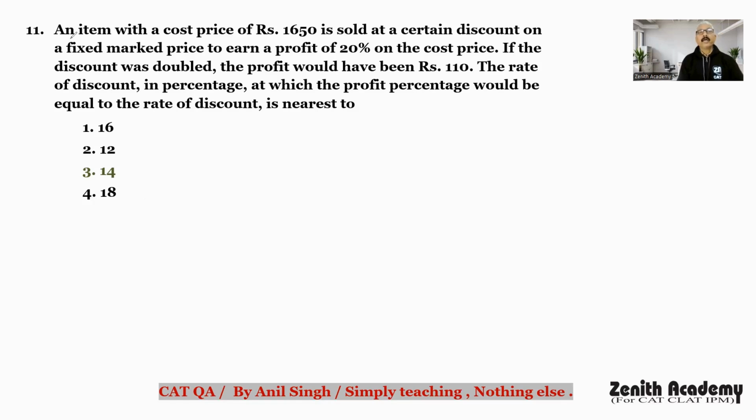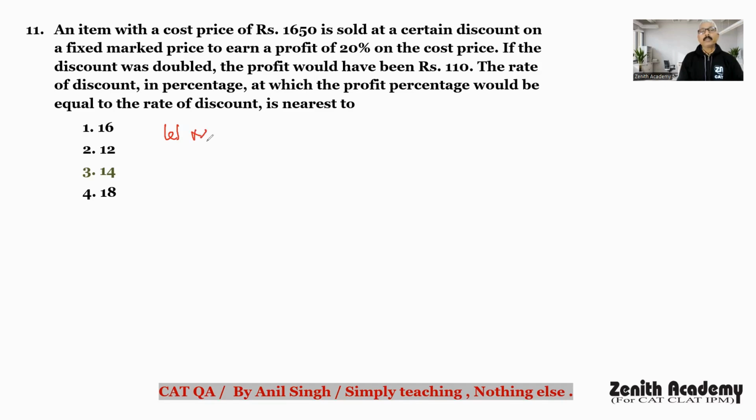Next question is an item with a cost price of rupees 1650 is sold at a certain discount on a fixed mark price to earn a profit of 20% on the cost price. If the discount was doubled, the profit would have been rupees 110. The rate of discount in percentage at which the profit percentage would be equal to the rate of discount is nearest to. Okay, so let the mark price be M.